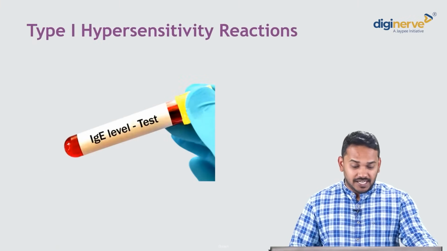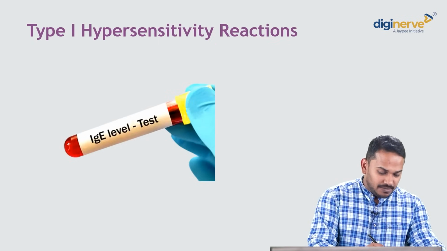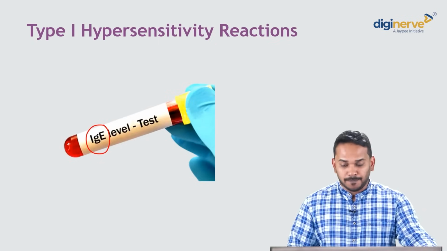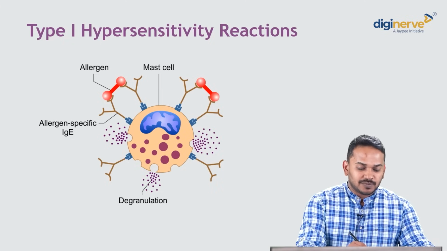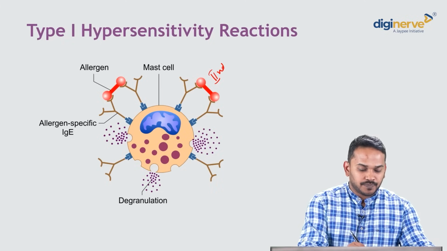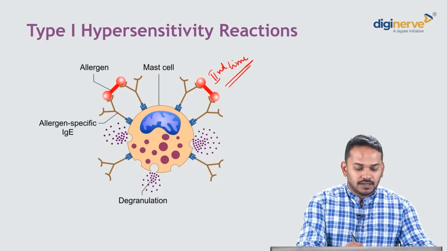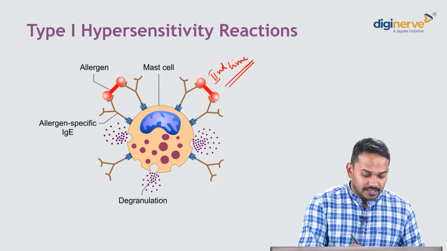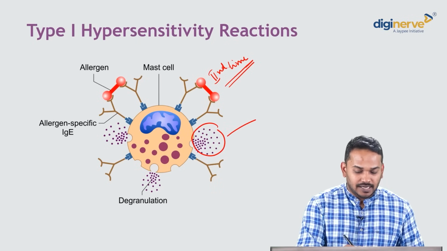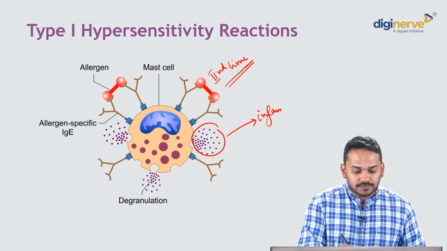Type 1 hypersensitivity reaction is also known as immediate hypersensitivity reaction, and it is mediated by the antibody IgE. A person who is previously sensitized to an allergen will be having IgE antibodies against this allergen. These IgE antibodies will be present on the surface of mast cells. So, when he is exposed to the allergen a second time, this will result in binding of this allergen to the IgE antibody, and that will result in degranulation of mast cells and release of inflammatory mediators.